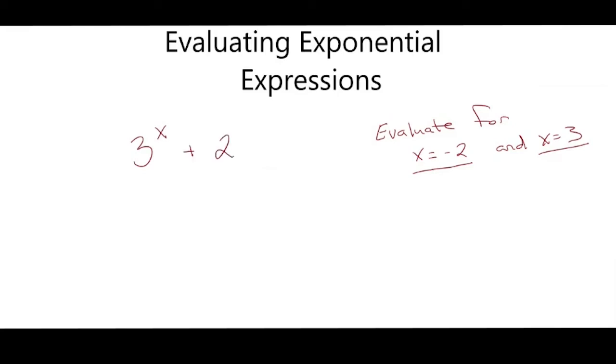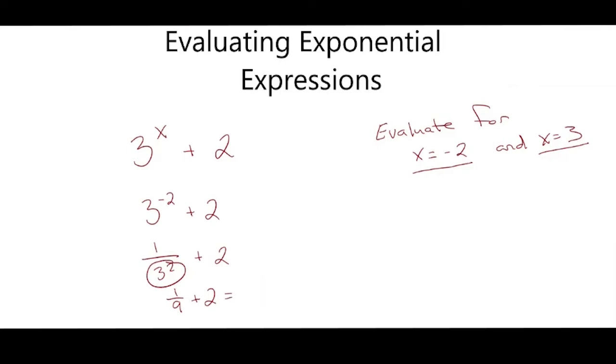Let's say we have 3 to the x power plus 2. And I need to evaluate that for x equals -2 and for x equals 3. So first I'll plug in -2, plug it in right there. So this is 3 to the negative second power plus 2. Remember that the negative exponent says that this needs to become 1 over 3 squared plus 2. Well, 3 squared is 9, so that's 1 over 9 plus 2. Well, that's just 2 and 1/9.